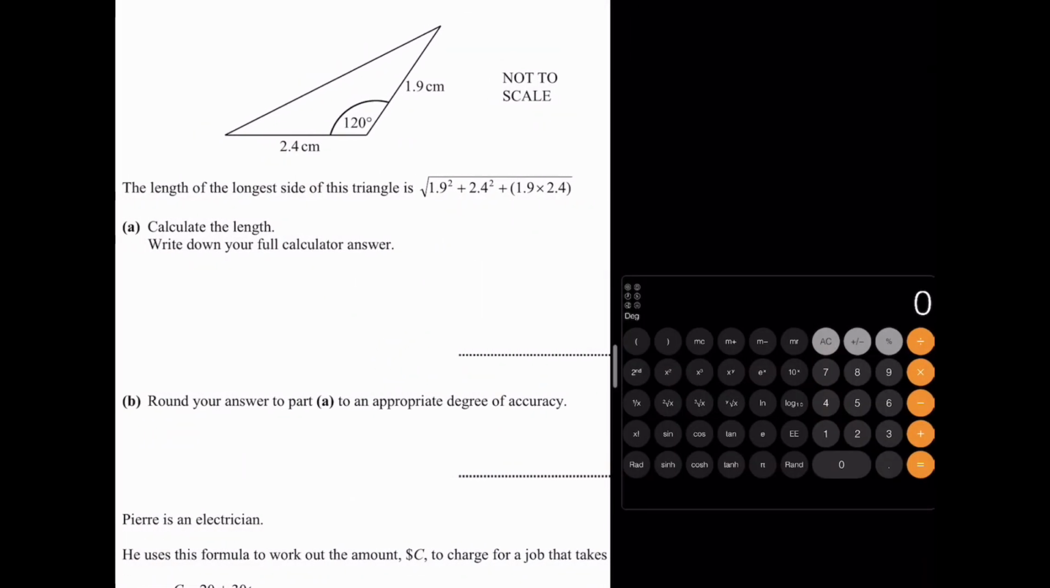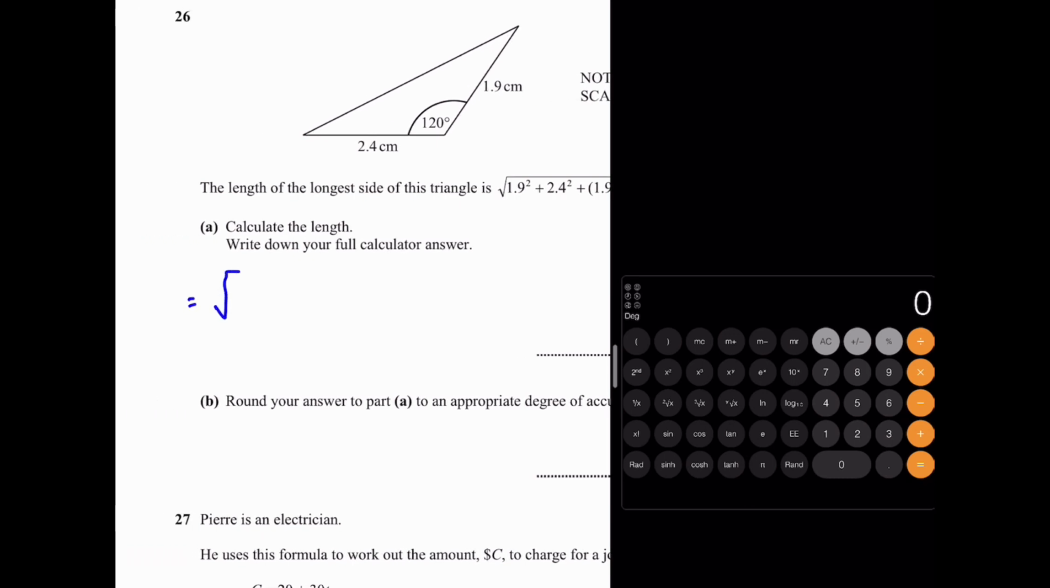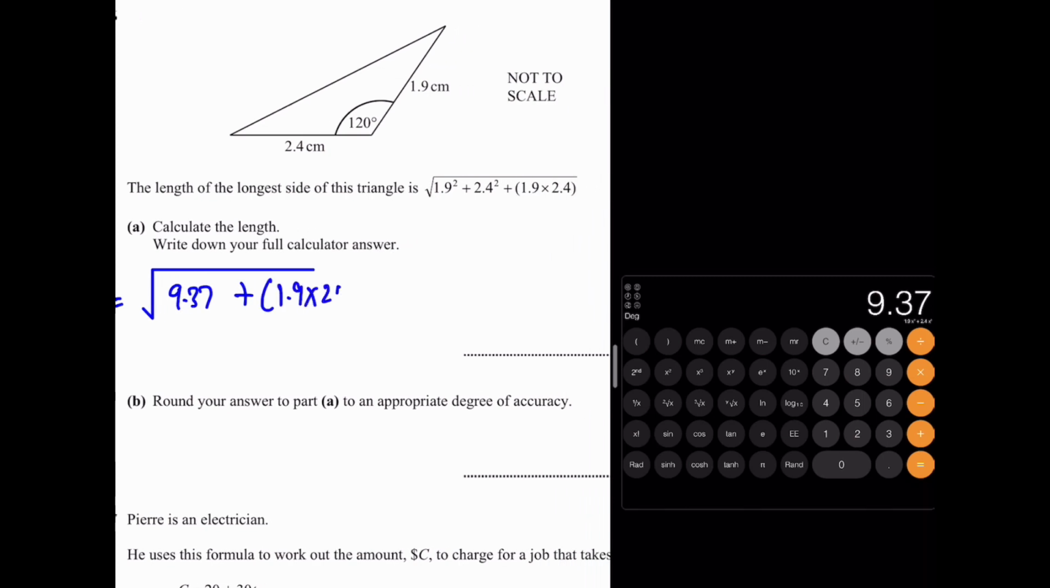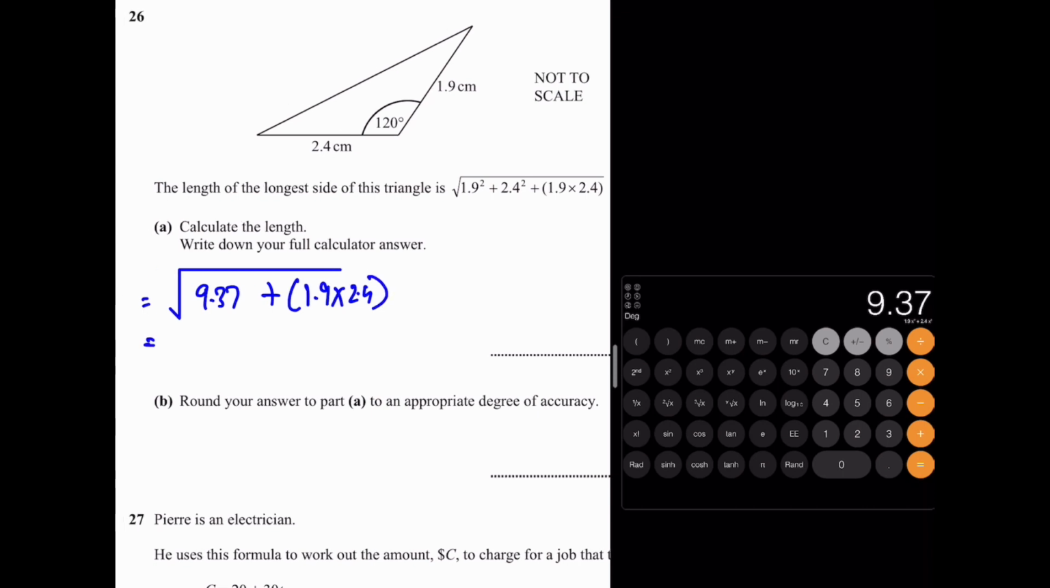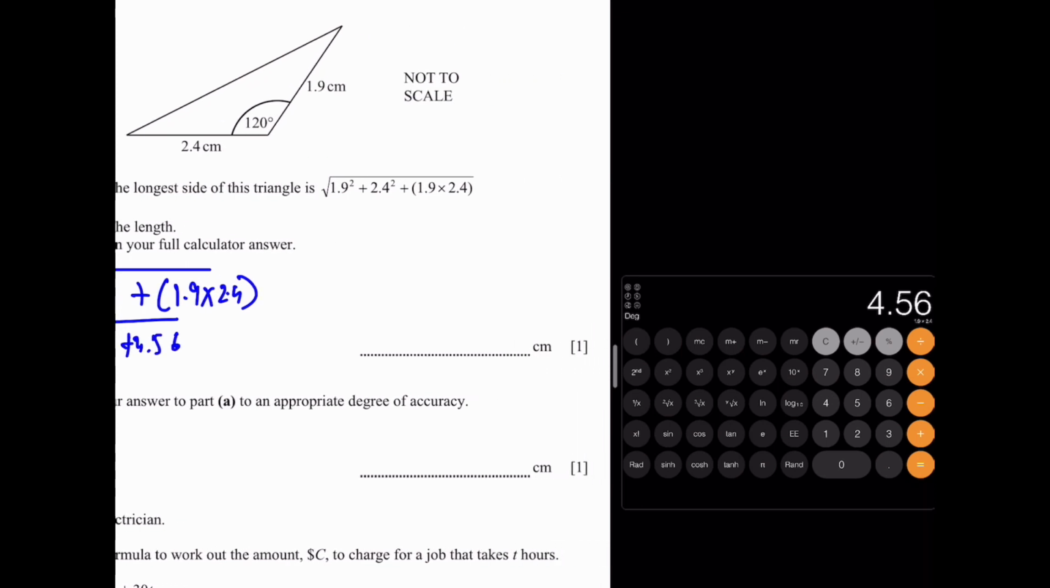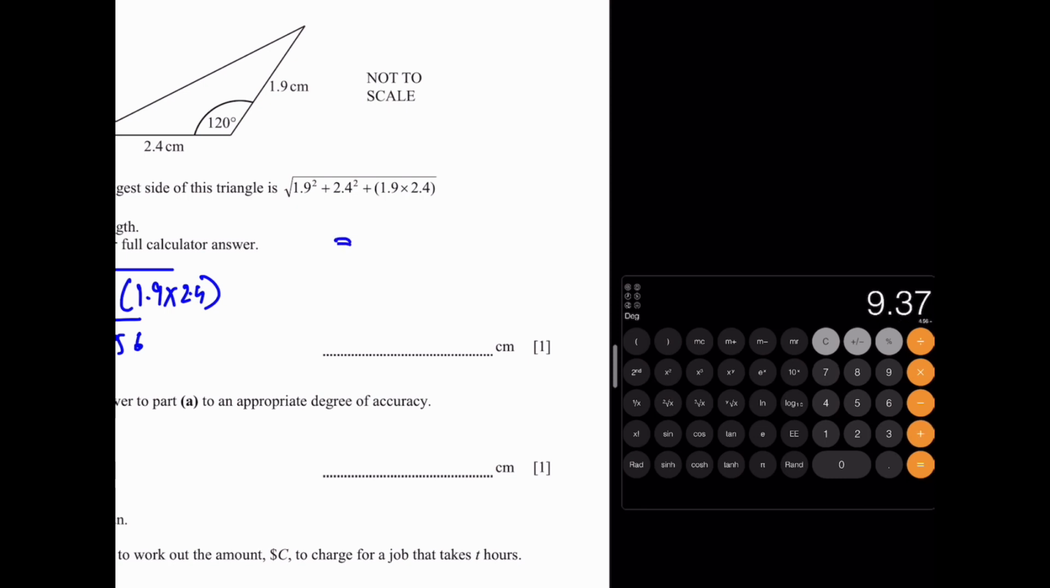Here we are. Now first let's do 1.9 squared plus 2.4 squared. So this is equal to root of, let's see, 1.9 squared is 3.61, and then add 2.4 squared, which gives 9.37, plus 1.9 into 2.4. Now we can do that. 1.9 into 2.4 is 4.56, so it is the root of 9.37 plus 4.56. That's equal to 13.93, and we need to square root this. And when we do that, we get the answer as 3.732291521303. And we can just write all of this down.